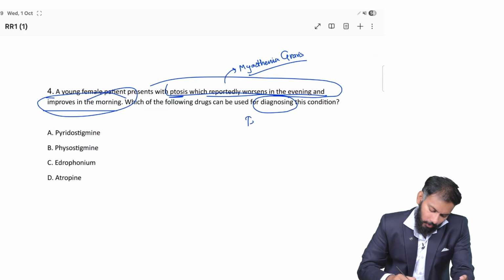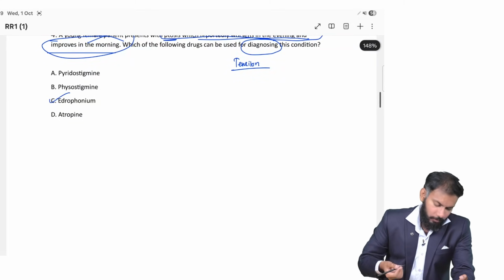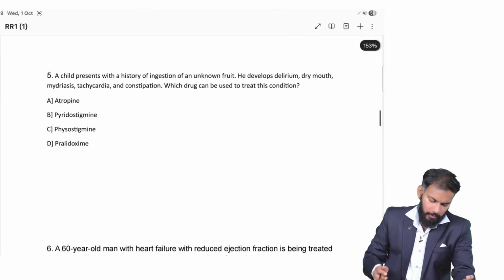It is the Tensilon test. I already told you. Short-acting drug. Which one? Edrophonium, neostigmine, or pyridostigmine? It is edrophonium. So this is the answer. That's all. Easy to answer, isn't it?